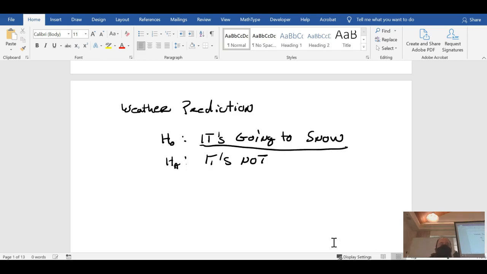So what would make the null hypothesis true here is that it actually snows, right? So it snows. What would be the type 1 error? It would be that the weatherman would say that it's not going to snow. So the weatherman's going to say sunny and 40, right? And that it snows and it's 28. That's the type 1 error for that situation.